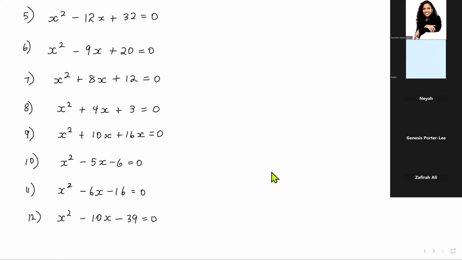Right. So we have x squared minus 12x plus 32 is equal to 0. So we already know that in the brackets, you're going to have x times x, because it's just x squared, right? So x times x will give you x squared.